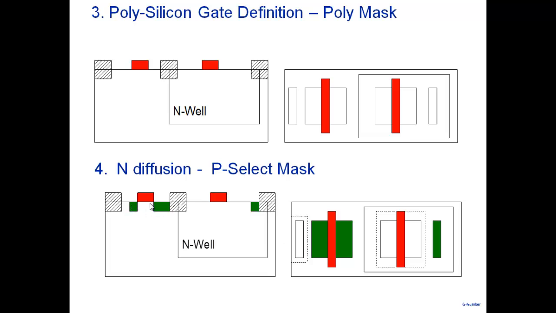Now note that I've already created an N-type transistor. I have N plus here and a polysilicon gate here, except that I've not created a body contact.